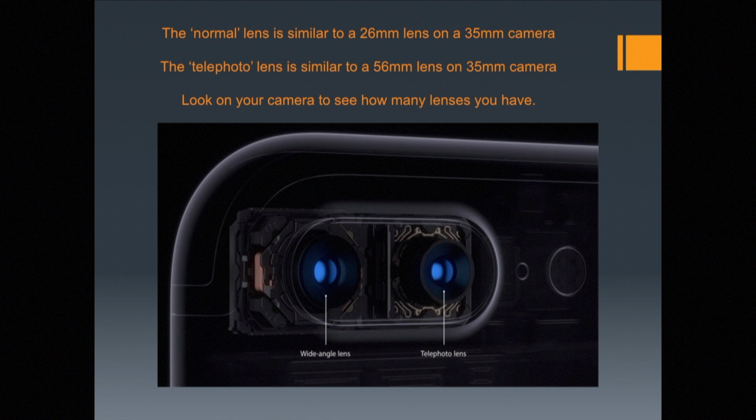The normal lens, which is one of those lenses, is similar to about a 26 millimeter lens on a 35 millimeter camera, and the telephoto lens is similar to a 56 millimeter lens on a 35 millimeter camera. So that telephoto lens is just slightly longer than normal. On a 35 millimeter camera, normal was a 50 millimeter lens. So at 56 millimeters, it's really not a telephoto. Anyway, let's look at your camera and see how many lenses you have.